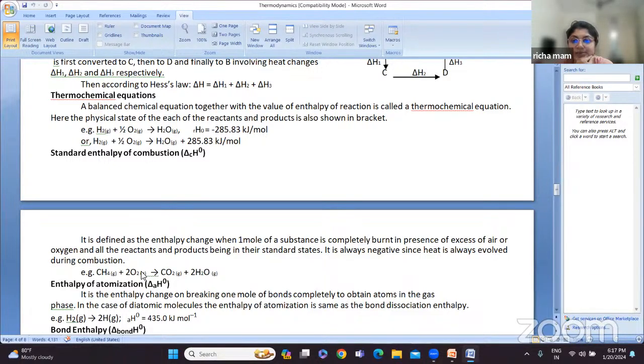You can see here methane plus O2, oxygen. For combustion, when hydrocarbons are involved, it is taken as methane. Methane, when it reacts with excess oxygen present in the air, forms carbon dioxide plus water, and heat and light are given out. So this is about the standard enthalpy of combustion. Combustion means burning, which takes place in the presence of air. Standard enthalpy means the enthalpy change when 1 mole of substance is completely burned. You have to consider 1 mole, at standard temperature and pressure.